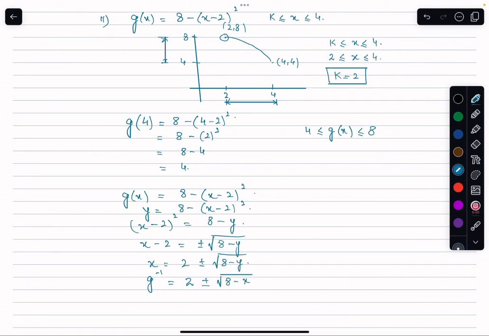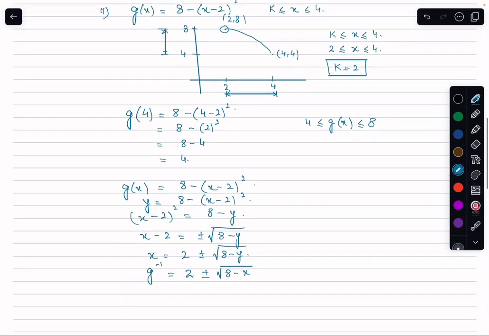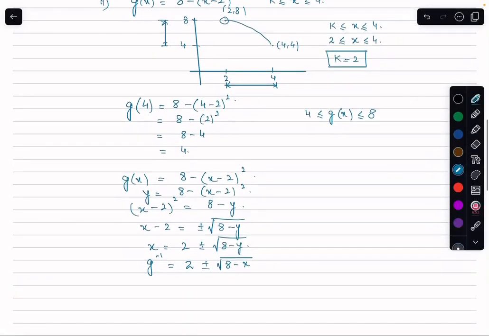So I have the equation. Now I just need to define it for the plus or the negative sign. What I know is that for g inverse here, my domain has to be from 4. For the inverse function, we know that the range and the domain get flipped. Therefore, the domain for g inverse shall be 4 less than or equal to x, which is less than or equal to 8, and the range of g inverse has to be 2 less than or equal to g inverse x, which is less than or equal to 4.